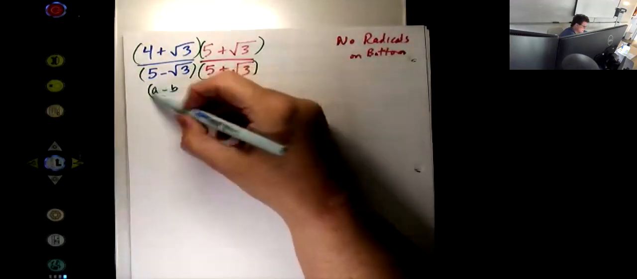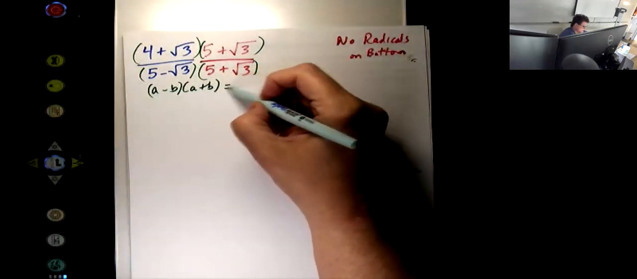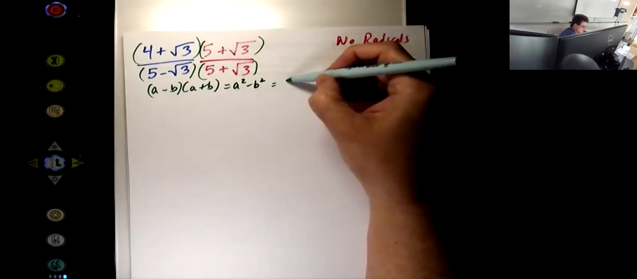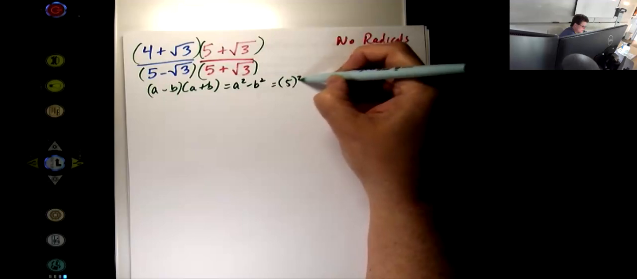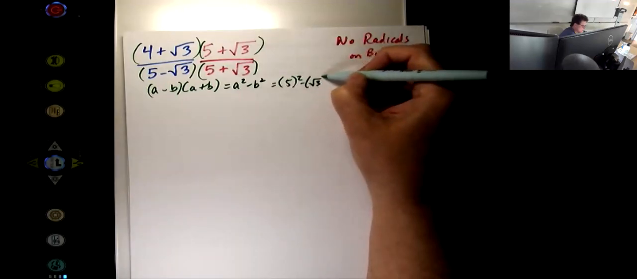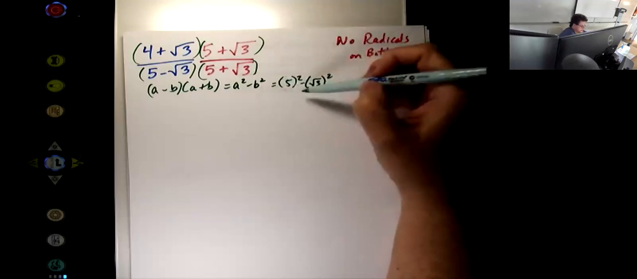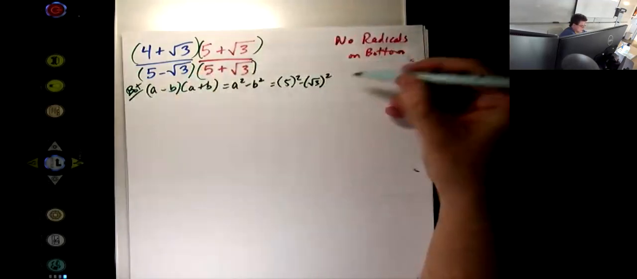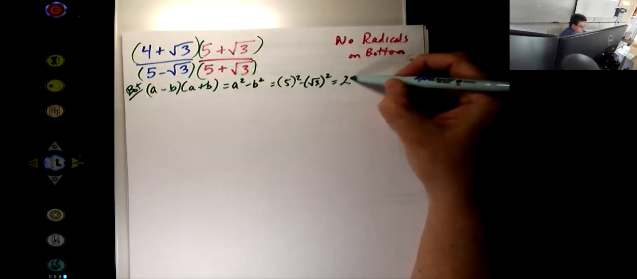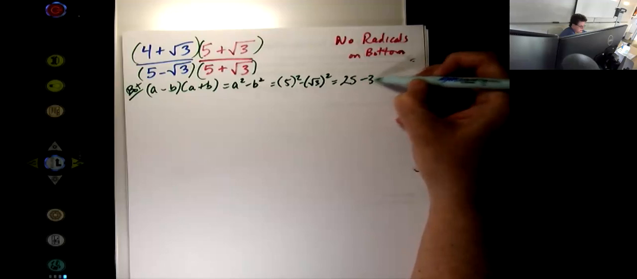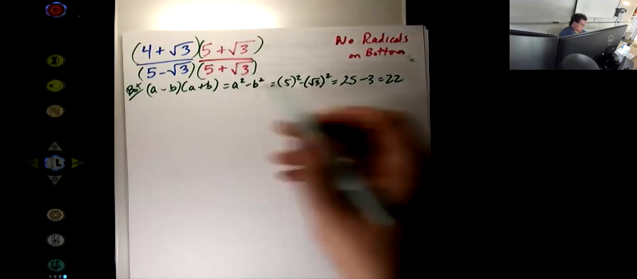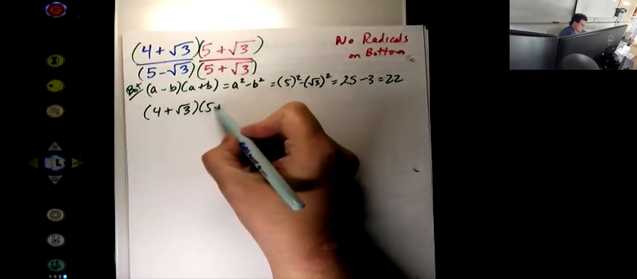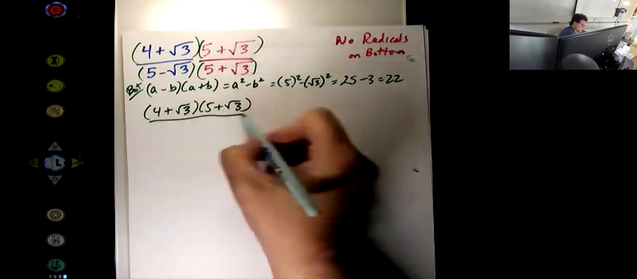This is a minus b times a plus b, which is a squared minus b squared, which in our case is 5 squared minus root 3 squared. So this is my bottom that I'm doing right now. 5 squared is 25, square root of 3 squared is 3. So I'm gonna have a 22 on bottom. I have 4 plus square root of 3 times 5 plus square root of 3 over 22.